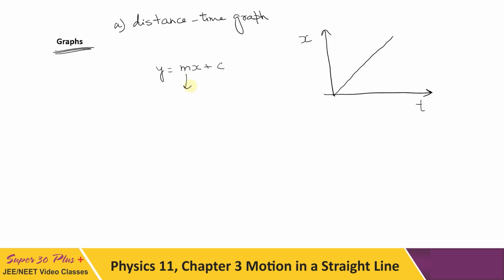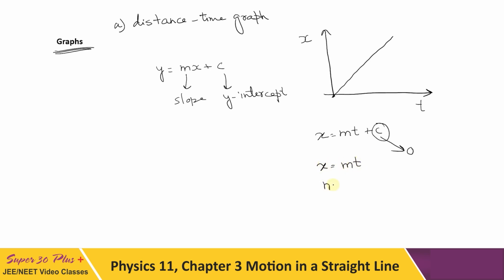So what does this mean? This m is the slope and this c is the intercept on the y-axis, written as the y-intercept. Since we are drawing the graph between x and t, the equation will be written as x = mt + c. Here c is actually the x-intercept in the given graph. As you can see, it passes through the origin, so this intercept reduces to 0. Now the graph is x = mt.